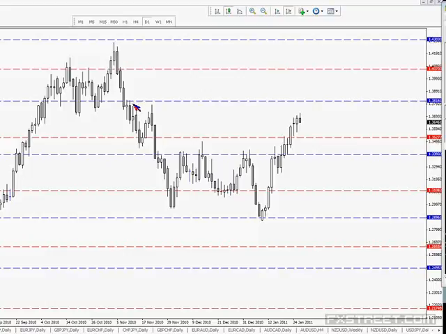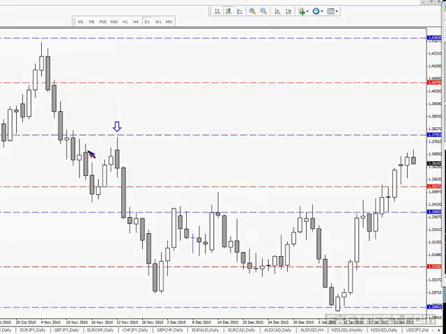Now what I want to point out is this bar right here. This is a bearish, what I call a bearish big shadow. Some of you might call it an engulfing bar. It's this bearish bar here, this candle right here, right on the 1.3795 zone, which is essentially our 1.38 zone.